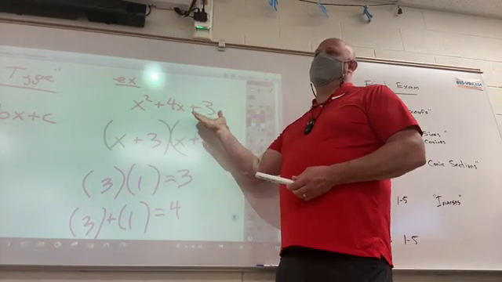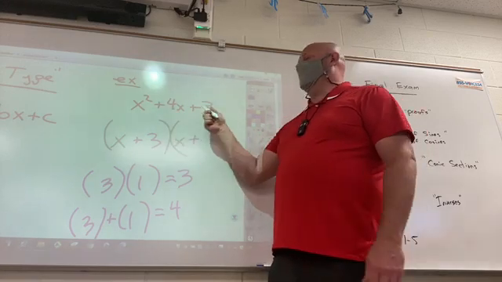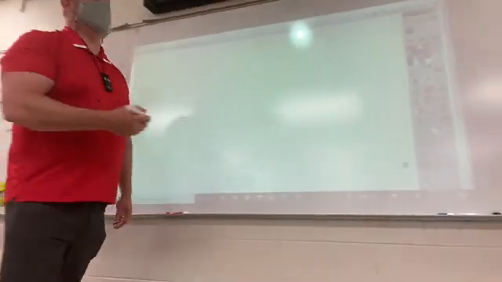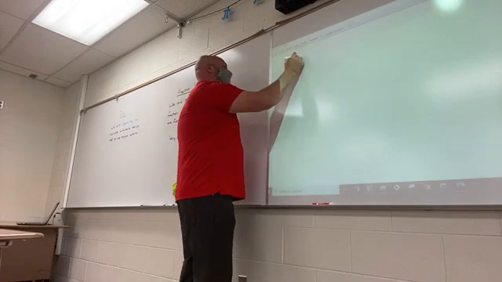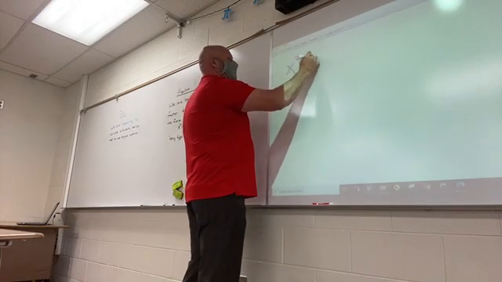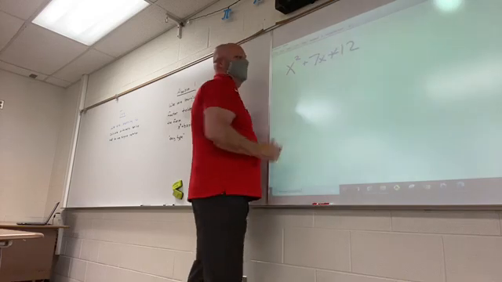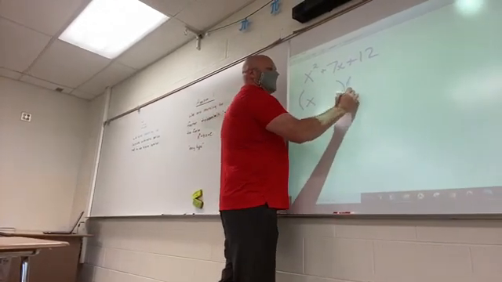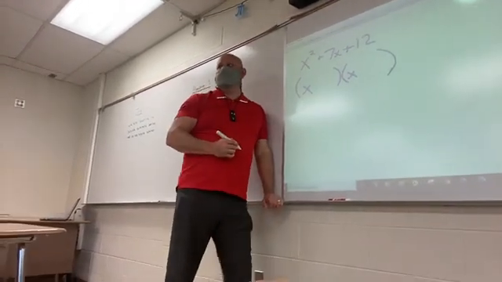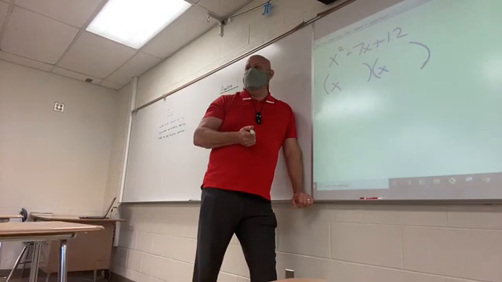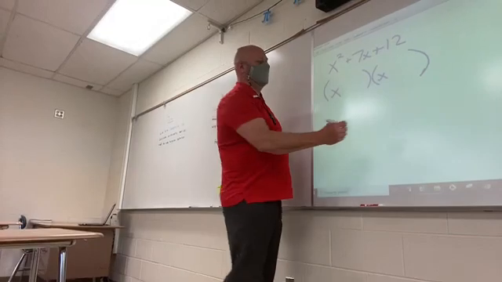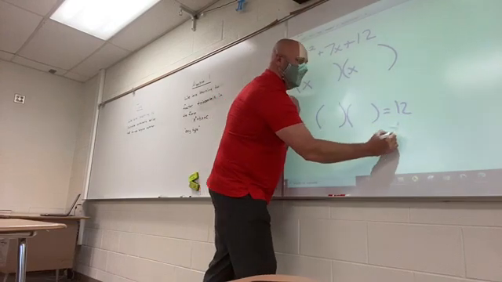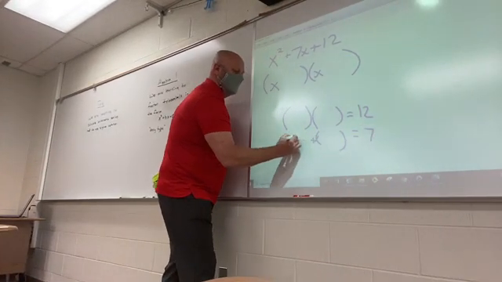Now, when problems are plus and plus like this, where these two signs are positives, it actually is a fairly simple process. Because let's say we take a problem like x squared plus 7x plus 12. What two things multiply to x squared? Well, I know it's going to be x and x. But what are we looking for? We're looking for two numbers that multiply together to equal 12 and add up to 7.